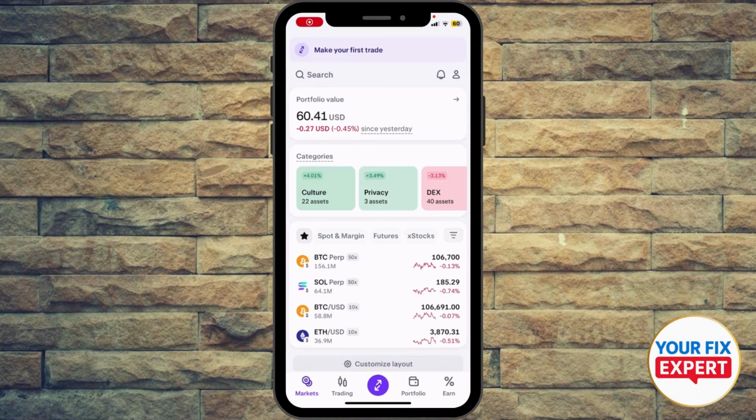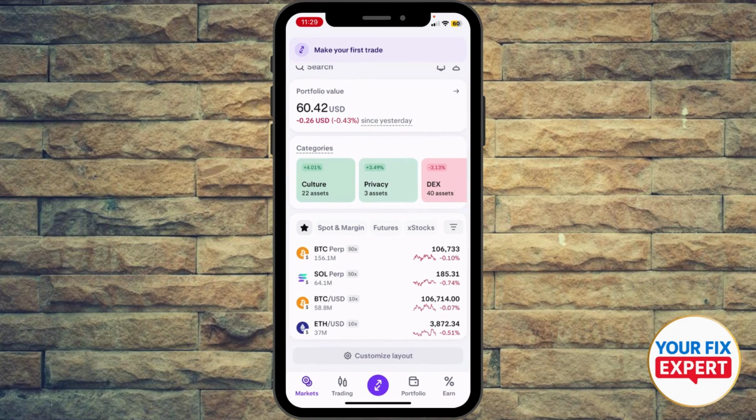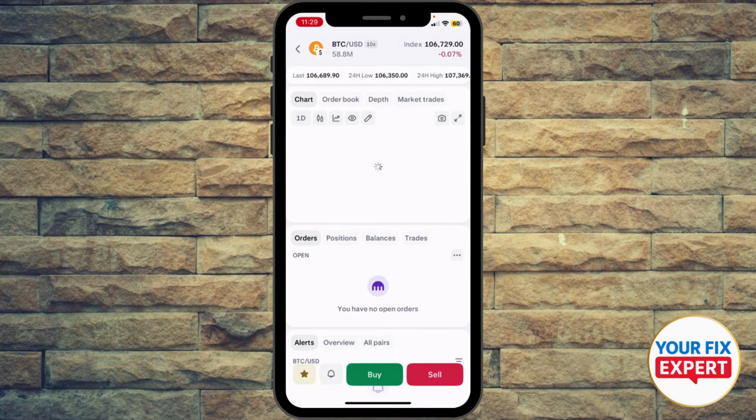Hi guys, what's happening? To use margin trading on Kraken Pro, select a market, right? So let's say I'm using BTC USD.